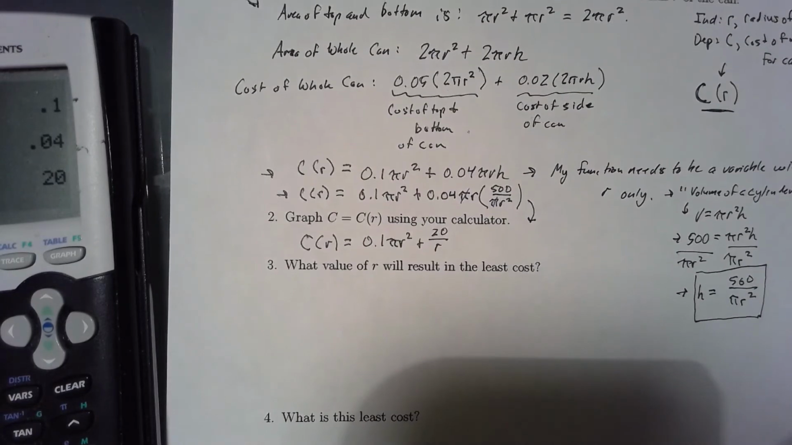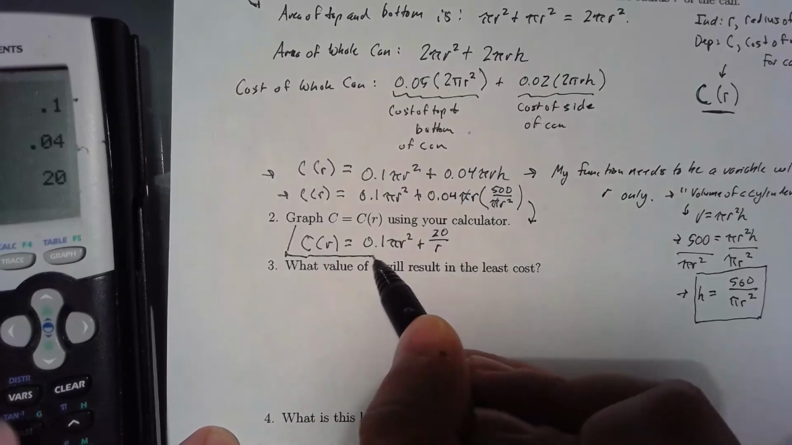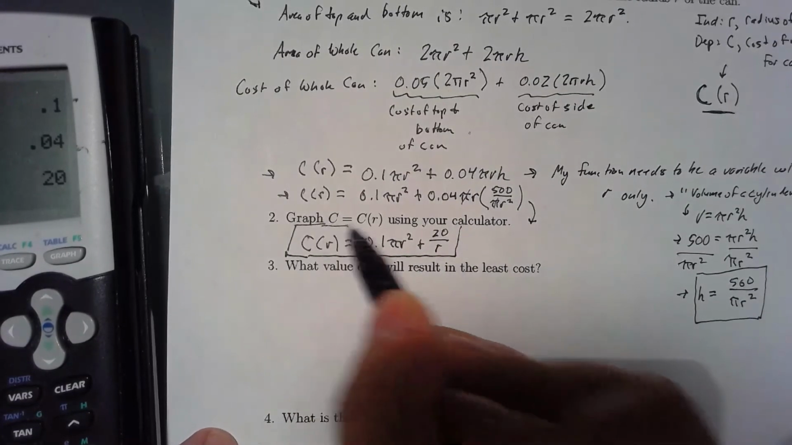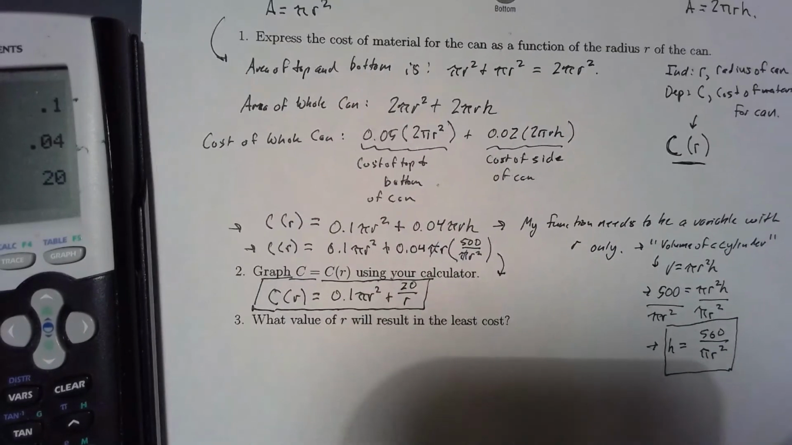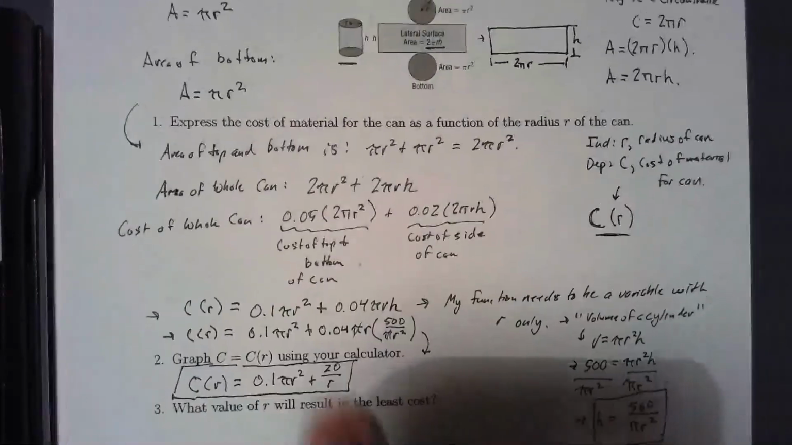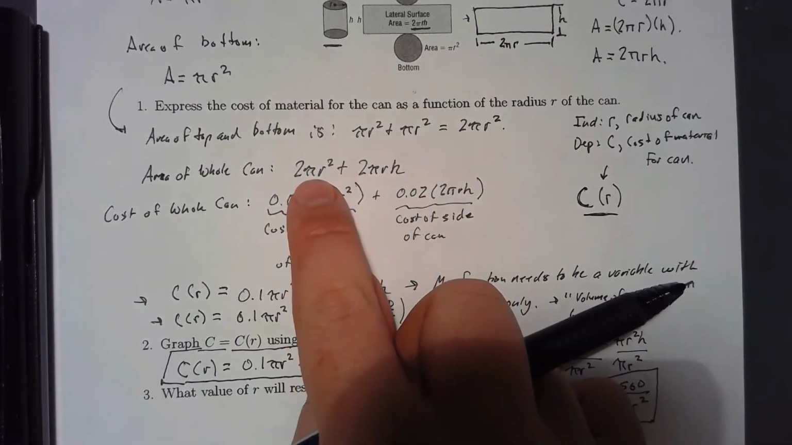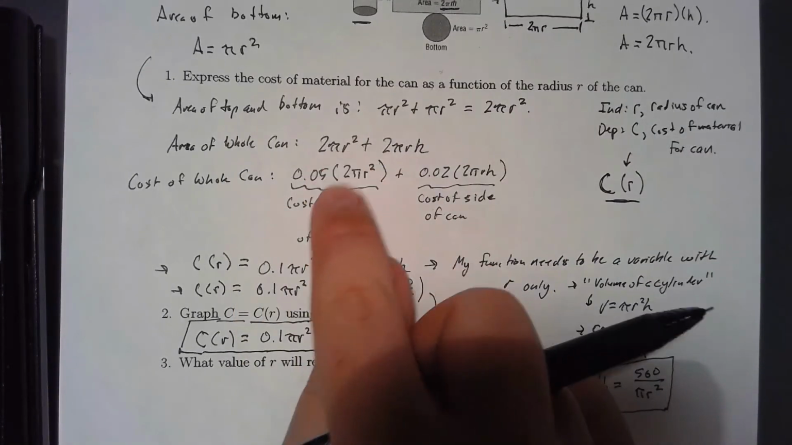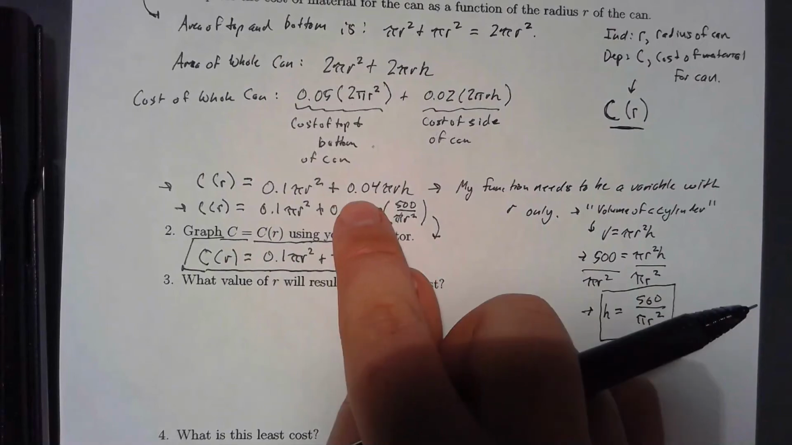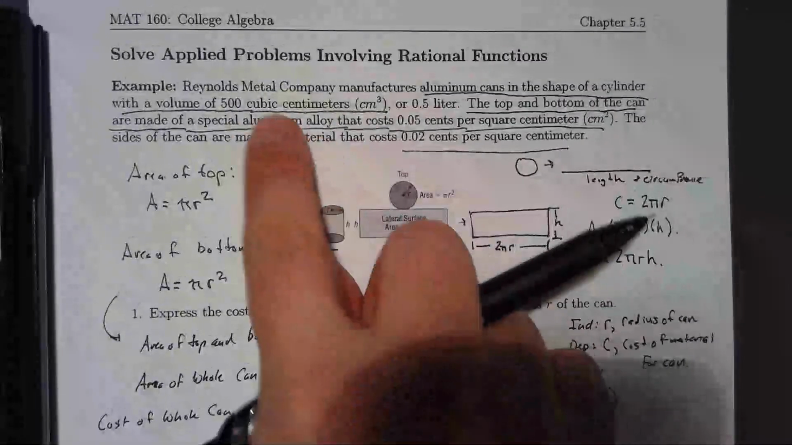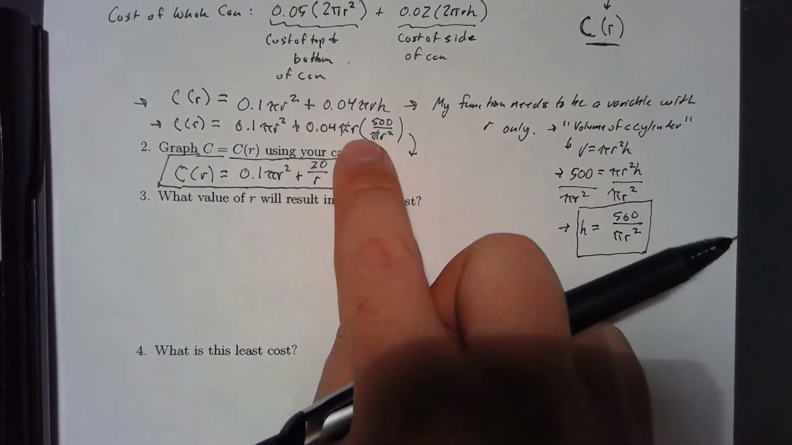So when it's all said and done, that right there is my cost function, because that just contains the variable r, which is what I was aiming to do from the get-go. Use the formulas that they give you. This is the surface area of the whole can, the top and bottom and the sides. The cost is multiplying the top and bottom by the cost, and the sides by the cost. And since I need a function in terms of r only, I had to use the volume, which is equal to 500. I had to use the volume of a cylinder formula and then replace h with that.